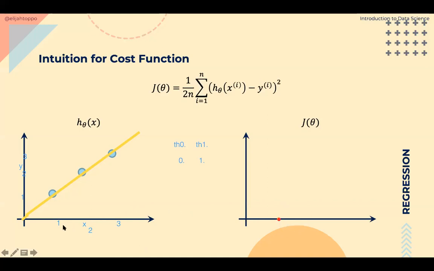What will happen if I choose a different model? Let's say I choose a different model, something like this, where as x grows it goes something like this. For this equation, my theta 0 is 0 and my theta 1 is 0.5. That means that when x goes to 2, my y reports a value of 1. When x goes to 1, my y reports a value of 0.5. When x goes to 3, my y reports a value of 1.5.